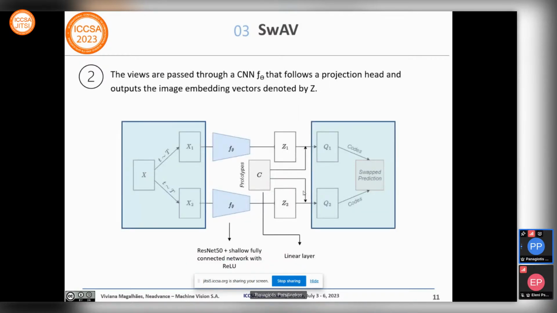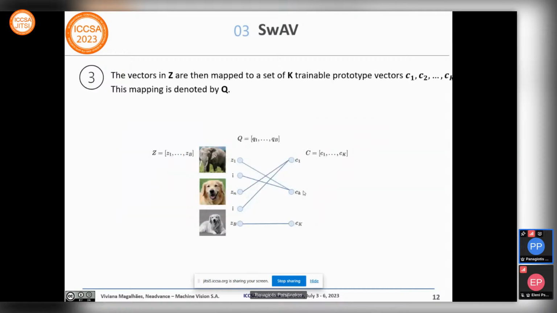Those views are then passed to an encoder, which in our case is a ResNet 50, followed by a projection head that outputs an embedding vector, denoted by Z. That is the representation of those images as a vector. These vectors are then mapped to a set of K trainable prototypes.